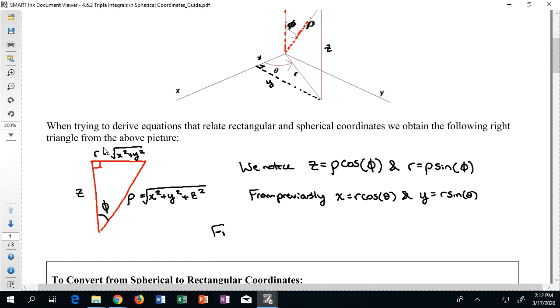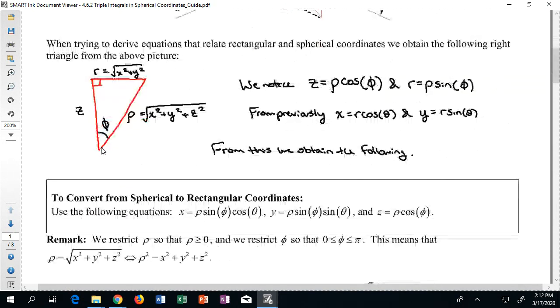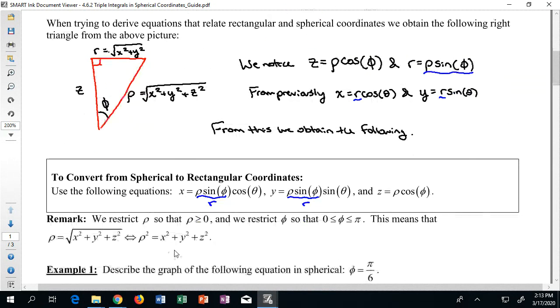And so if I put all this information together, from this we obtain the following. These are some cool formulas that I can start to use. Notice that if r is equivalent to rho sine phi, I could replace this value in for all the r's in the original formulas. And so you can see I still have this r sine theta and r cosine theta, but these values become very nice.